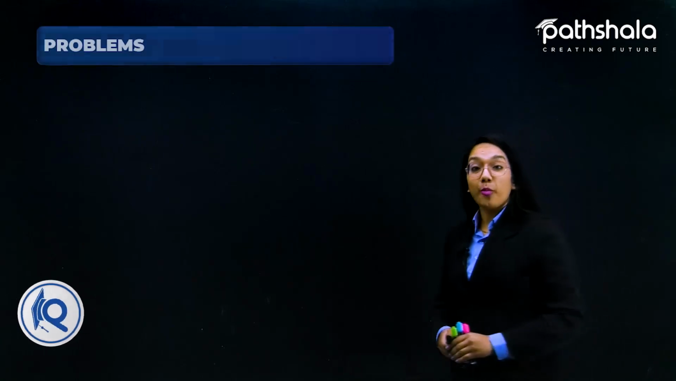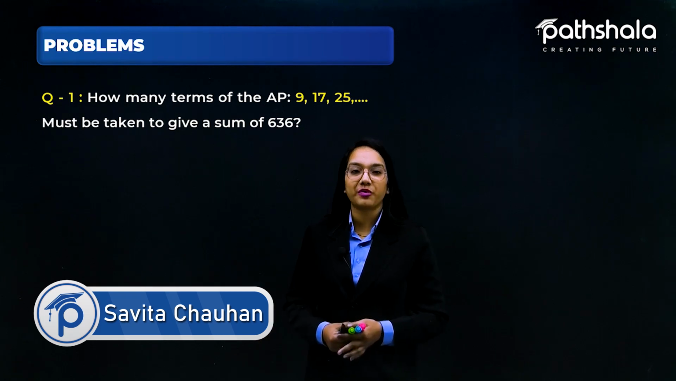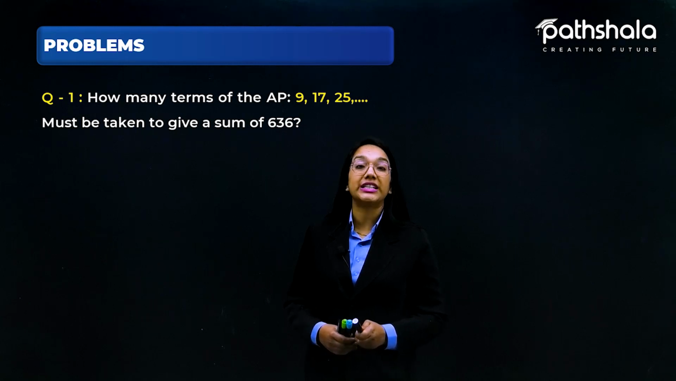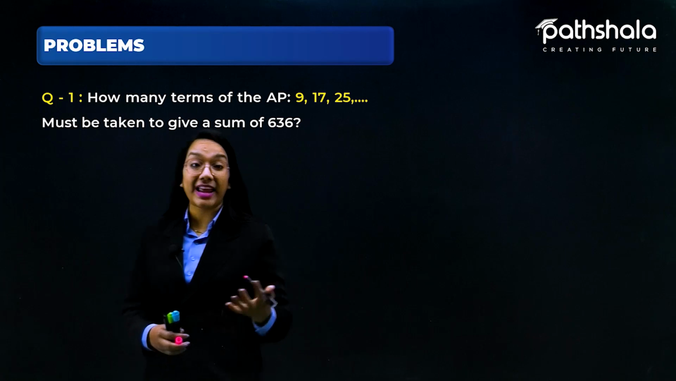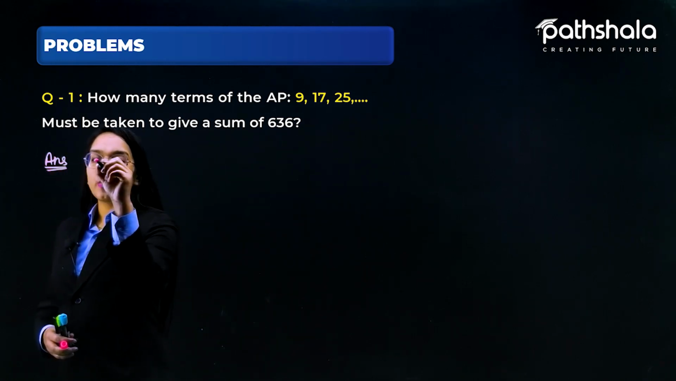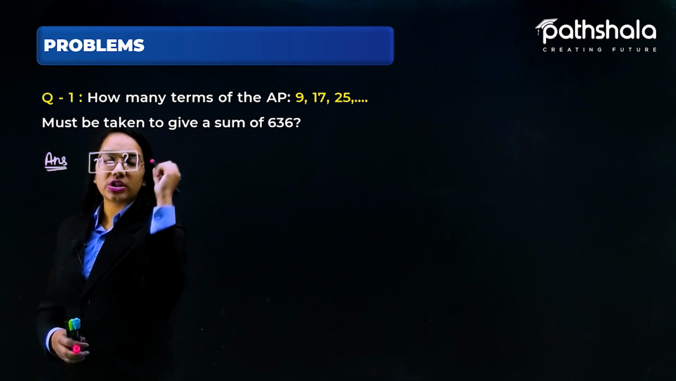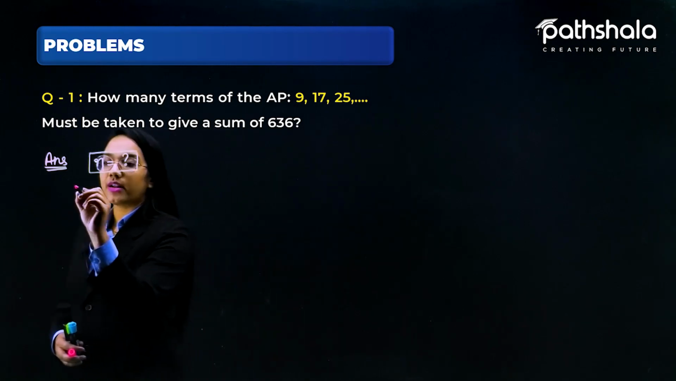Now let's start the problems related to the sum of the n terms of an arithmetic progression. The very first question says, how many terms of the AP must be taken to give the sum of 636? We just want to find the number of terms, n. So let's start finding the value of n using the sum of n terms formula.